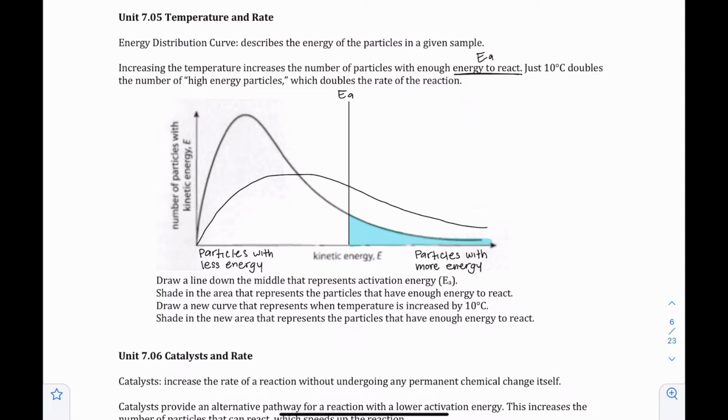Increasing the temperature by just 10 degrees doubles the number of high energy particles that have enough energy for a reaction to occur. So we're going to show that by shading in the new area that represents the number of particles with that activation energy.